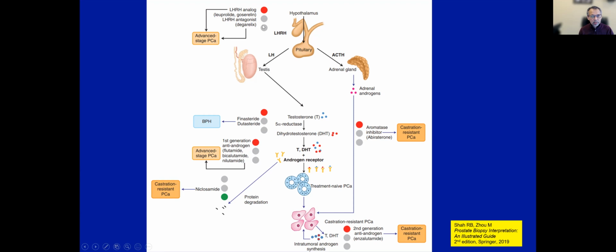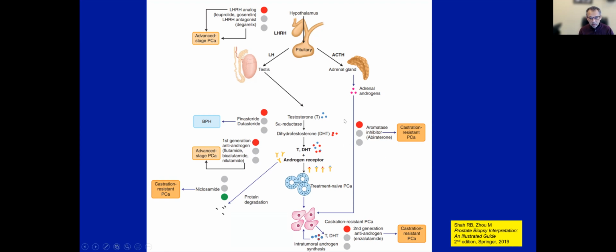In the androgen axis, there are a variety of agents applied in the earlier stage of androgen production. There is LHRH analog, which includes leuprolide and goserelin, and LHRH antagonist. This LHRH analog, antagonist, and the first generation of anti-androgen receptor blockers are often utilized in the androgen naive stage of advanced prostate cancer, as I showed you in the earlier slide.